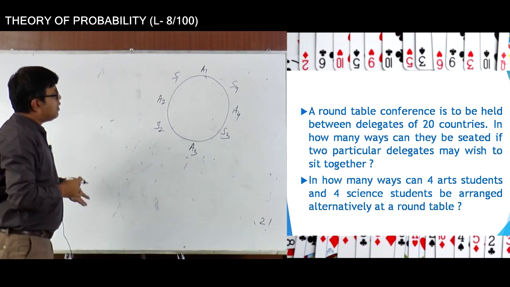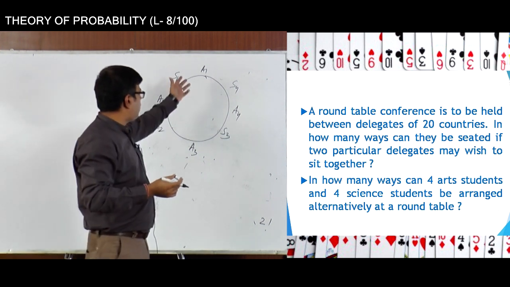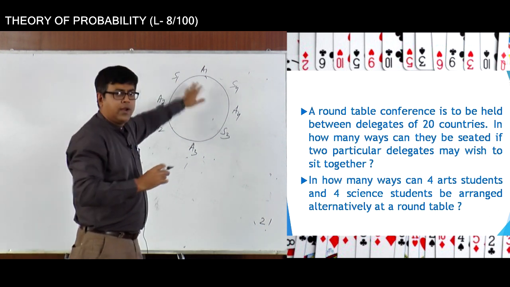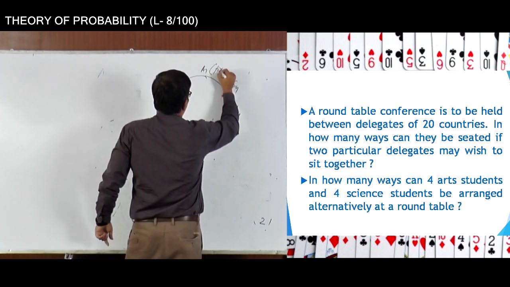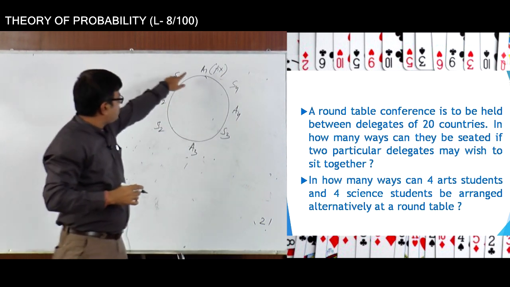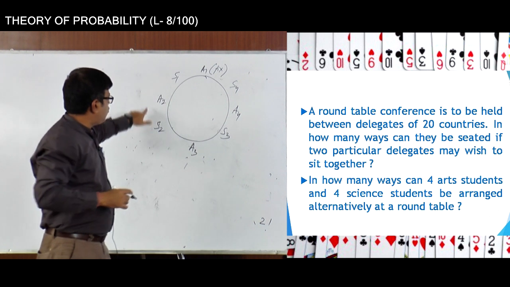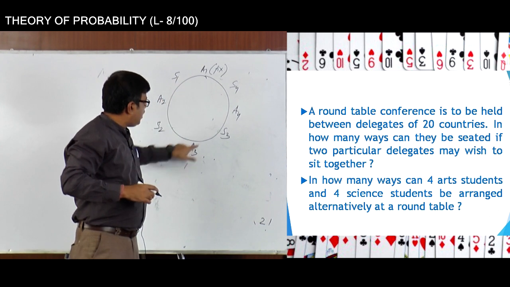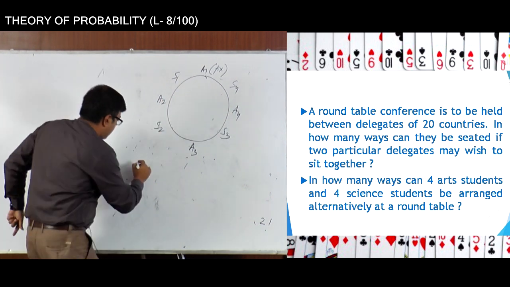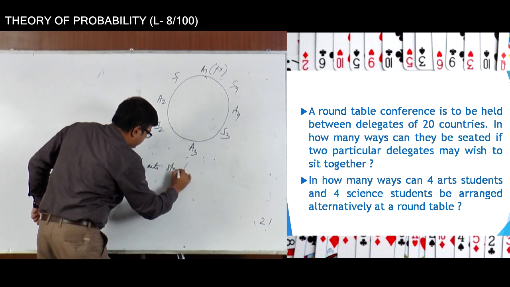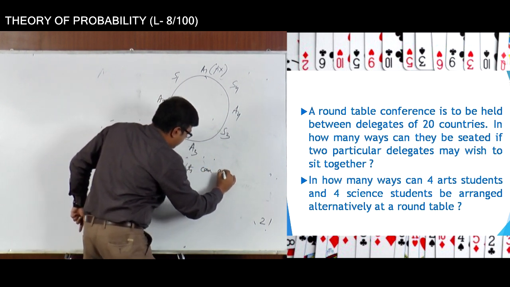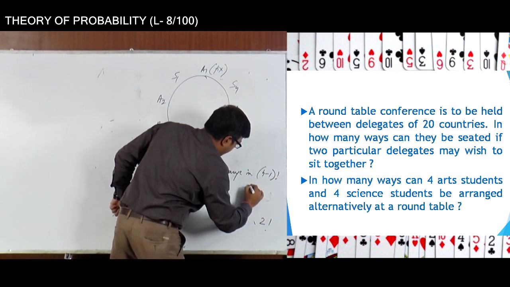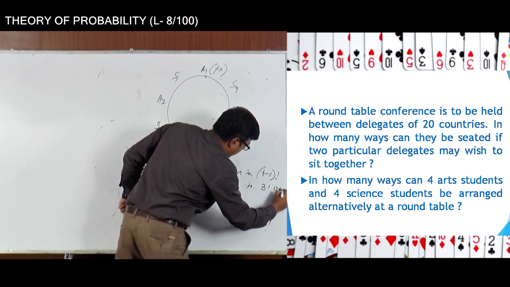Whatever way you do, you have to fix any one of them. Either you fix A1 or you fix S4, any one you have to fix. So let's fix the first art student. We fix the position of A1. A1 is fixed and cannot change position. Now there are 4 art students, out of which 1 is fixed, and the remaining 3 are free to arrange among themselves. So the art students can arrange in 4 minus 1 factorial, that is factorial 3 ways, that is 6 ways.